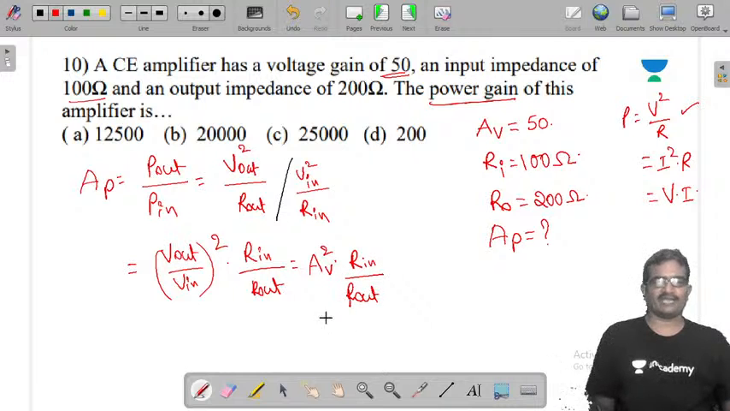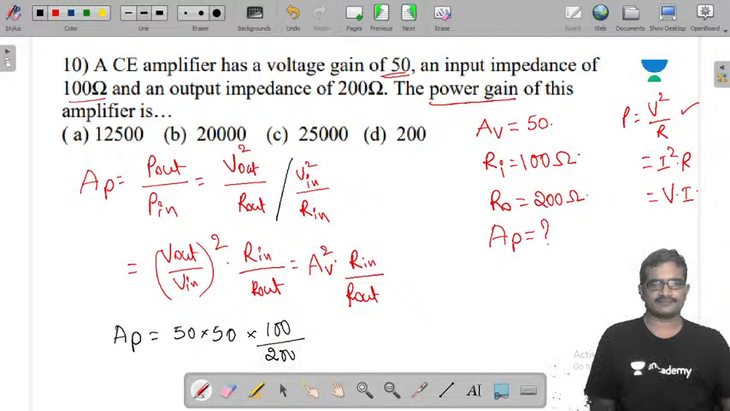Now just substitute the values in this. Therefore, power gain is AV squared. It is 50 into 50, times input impedance 100 ohms by output impedance 200 ohms. Now it is cancelled in this, it is 2. Now cancelled in this, 25. 25 into 5, 125, 1250. That is the answer.